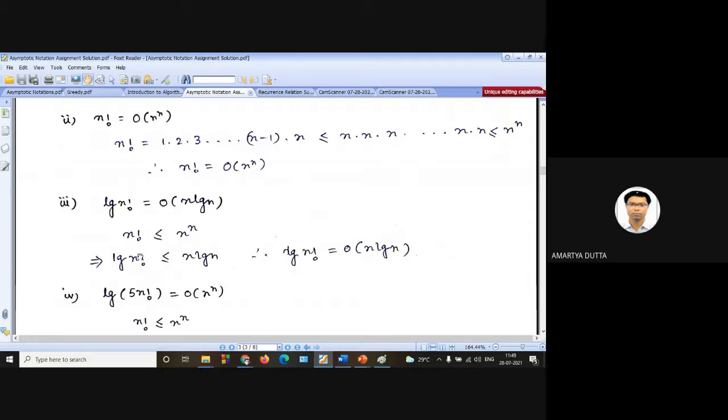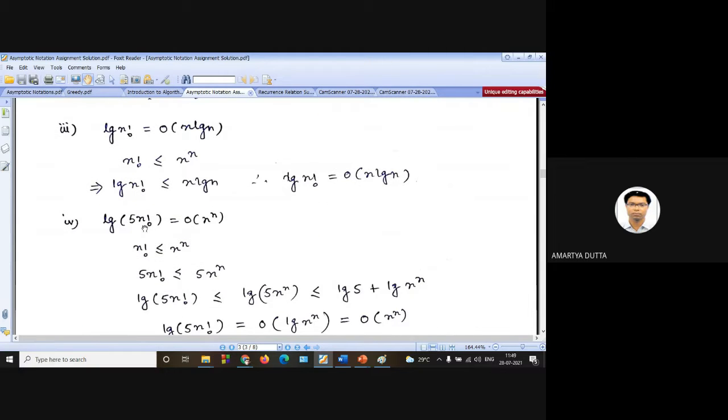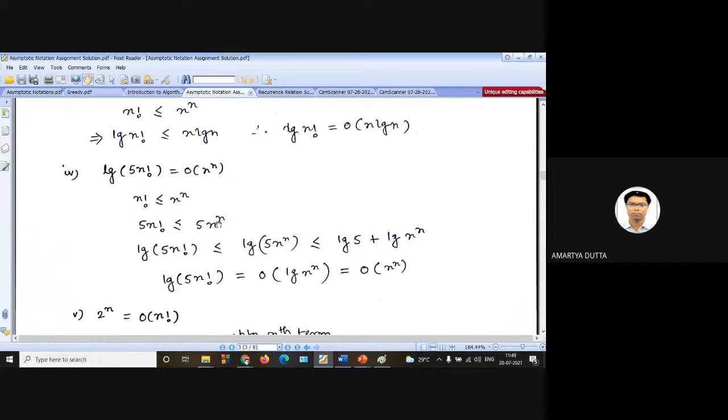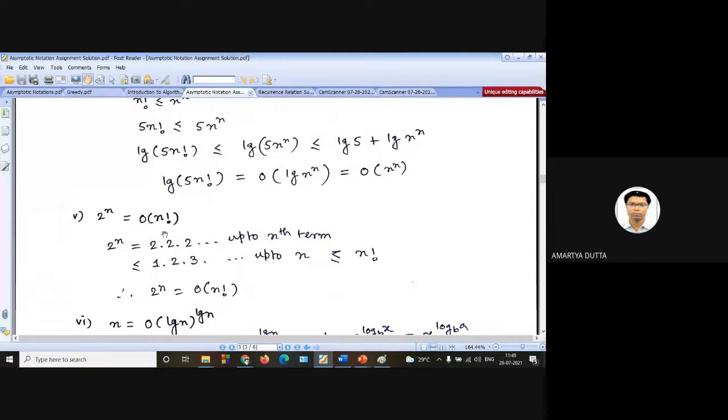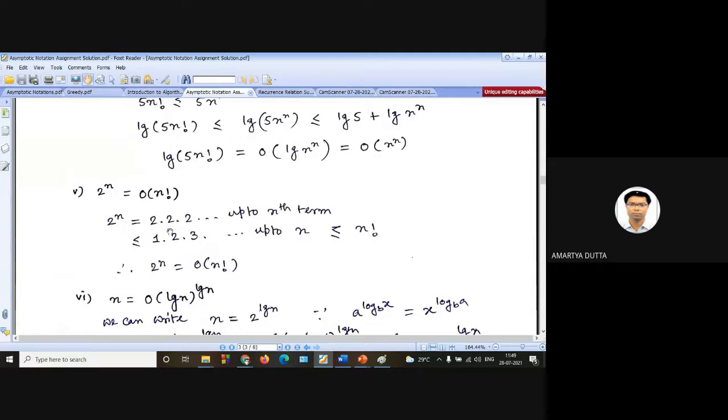Similarly, log n factorial is equal to big O of n log n. Next, 2 to the power n is big O of n factorial. How to write? 2 to the power n is equal to 2 into 2 into 2 up to the nth term, which is less than or equal to 1 into 2 into 3 up to n terms, that is n factorial. So 2 to the power n is big O of n factorial.